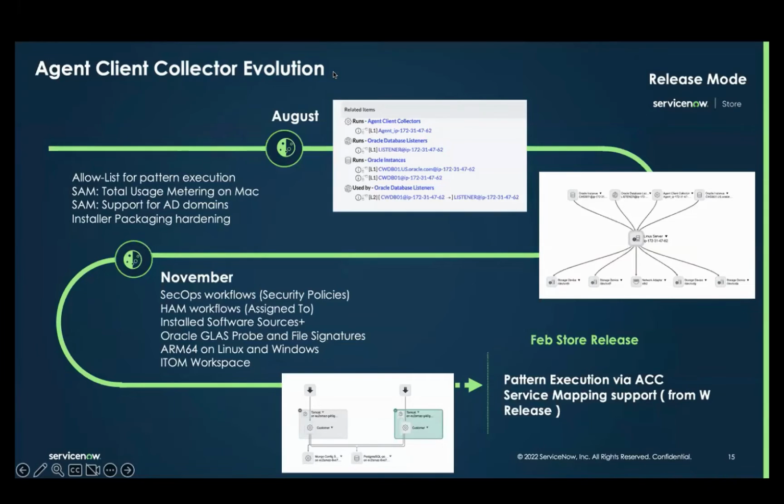So now if you have deployed ACC, the same agent without any credentials will be able to execute all the application patterns that we are shipping through store.servicenow.com. And secondly, on the service mapping side, when you are adding an entry point like a top-down URL, then service mapping can also be fully supported with Agent Client Collector on the target endpoints. So you're going to see a live demo.